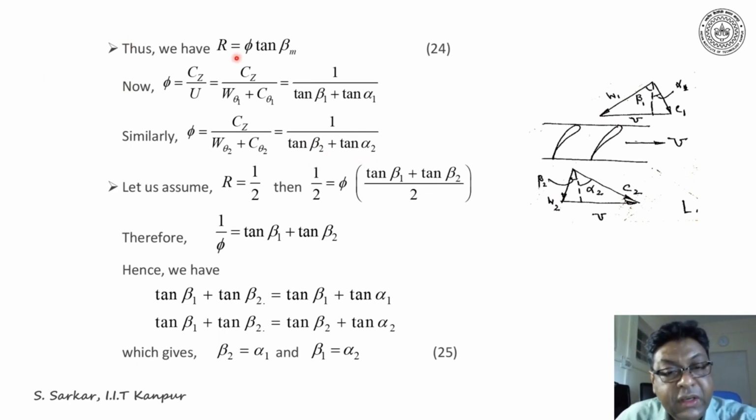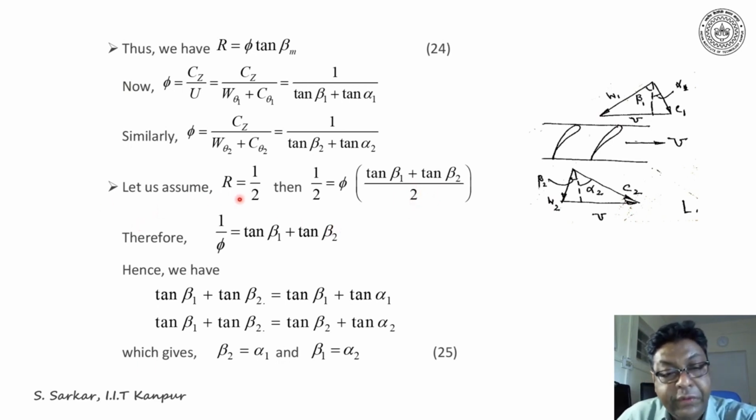Again, using the relation for degree of reaction, equation 24, and assuming R is equal to half, we have half equal to phi into, within the bracket, (tan beta 1 plus tan beta 2) divided by 2.